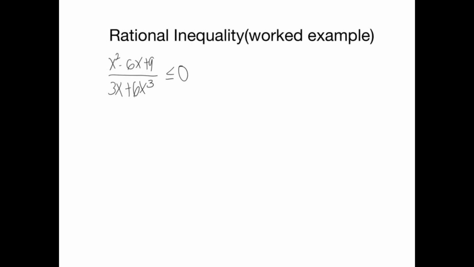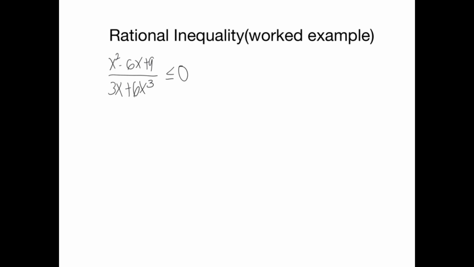Hello and welcome back to the Infinite Math Tutors math channel. Today we're going to be doing rational inequalities. We're going to go through this with an example so that we can learn how to do it. Our example is (x^2 - 6x + 9) over (3x + 6x^3) is less than or equal to 0. Let's get started.